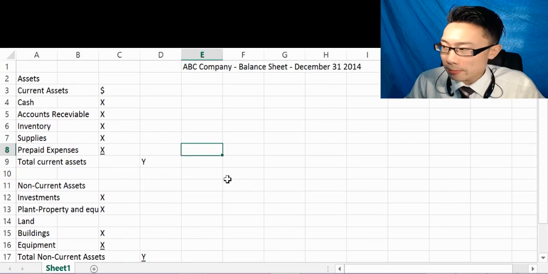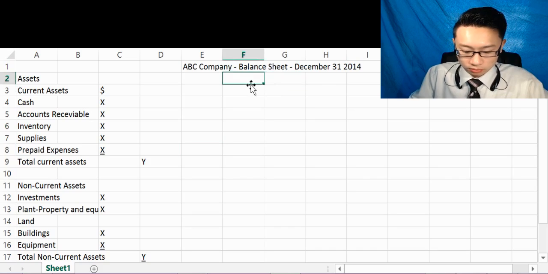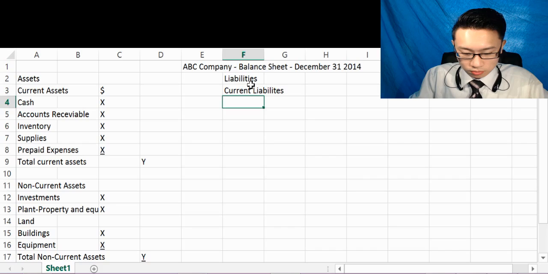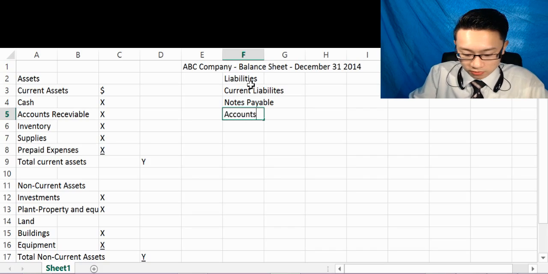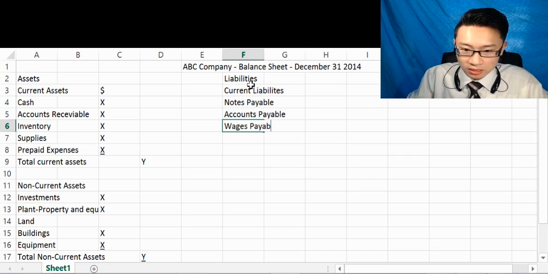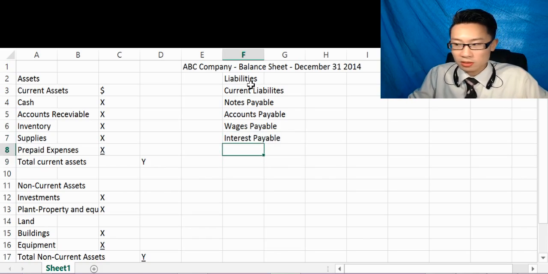Now we can do liabilities, and liabilities also separate into current liabilities and non-current liabilities. So I'm just going to put liabilities here. And your current liabilities. I'll just give you some examples. So notes payable, I consider current. We also have accounts payable, which is very common, so you're going to write this a lot. Wages payable, which is money owed to employees. Interest payable, where we have a loan from the bank, goes into current liabilities.